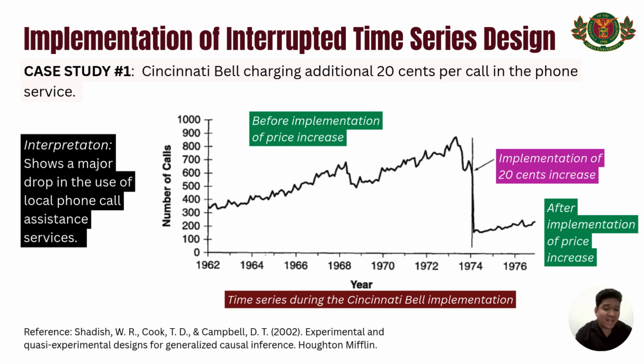It can be observed after the implementation of this program that there's been a sudden decrease of users in their phone services. It is characterized by a large slope in 1974, which is a downward trend. Based on the following interpretation, it shows a major drop in the use of their phone services, which can be attributed to the implementation of their 20-cent increase.